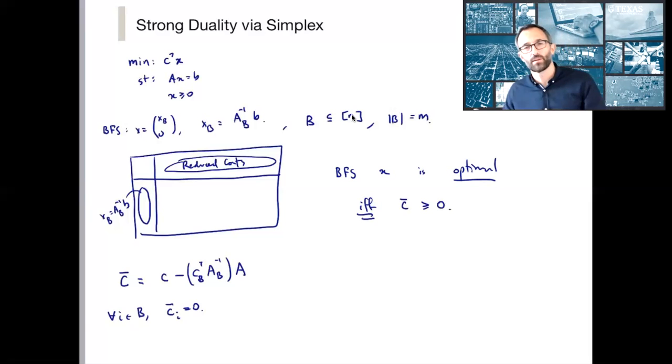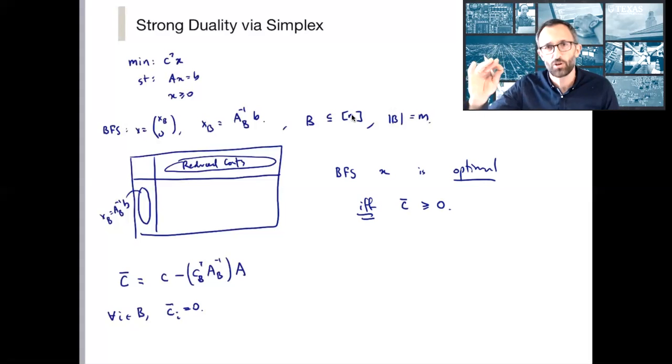So note again one subtlety that could happen with degeneracy. I said a basic feasible solution, not the geometric point, because for a geometric corner point this does not exactly hold. In the presence of degeneracy, the geometric corner point could correspond to many different bases, and therefore many different basic feasible solutions might actually be that same corner point.